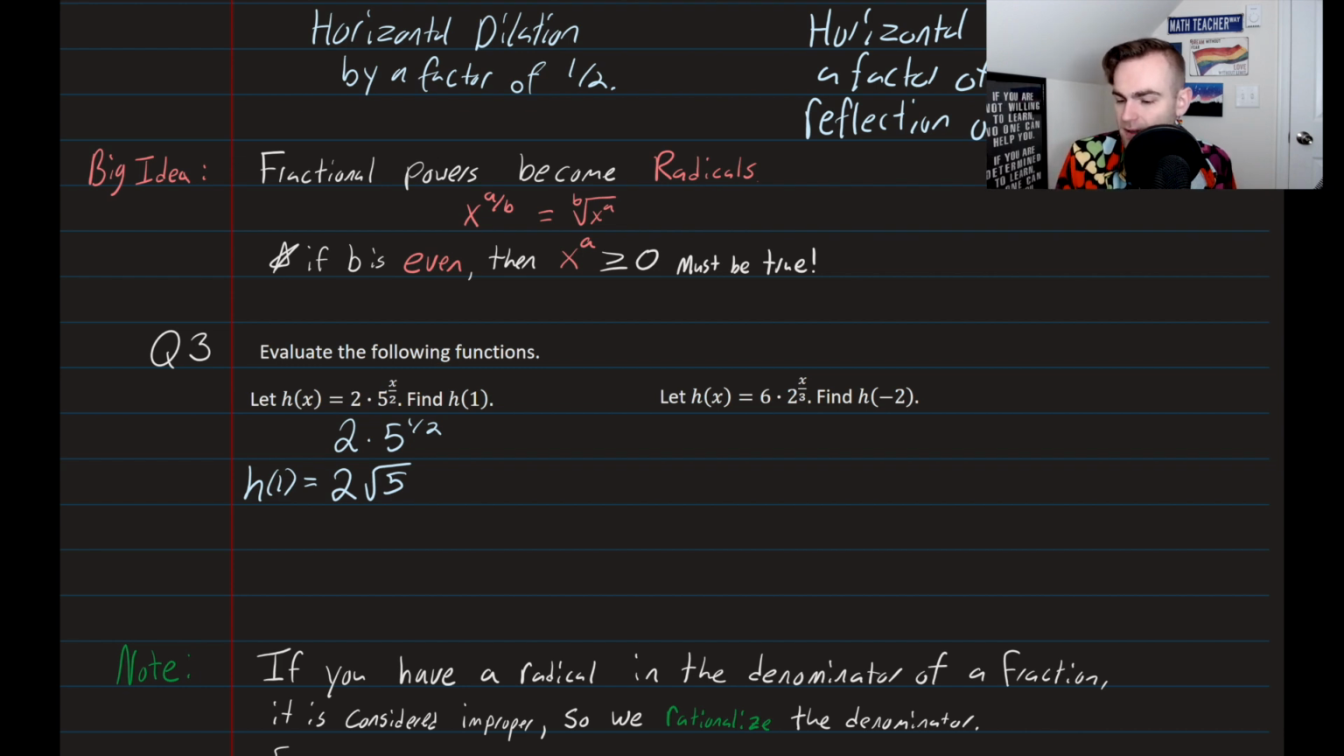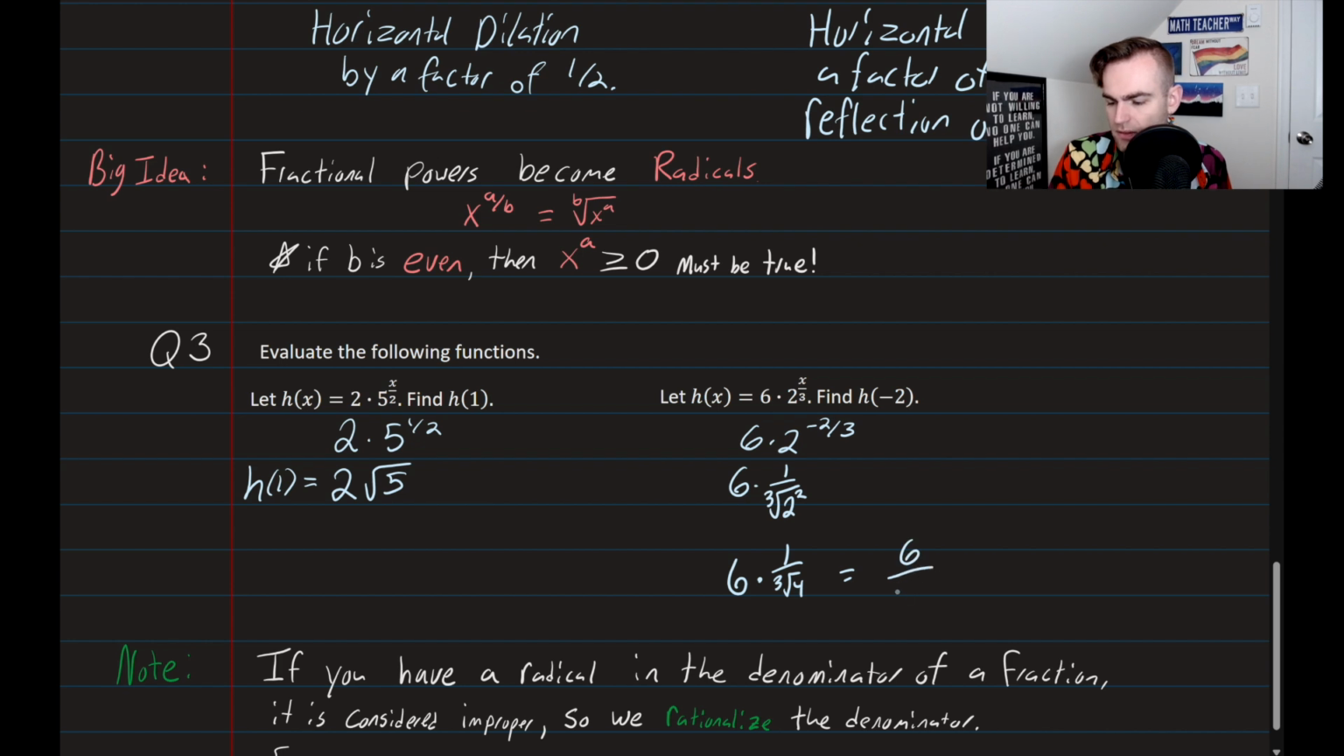Last but not least is a weird one. So we want h of -2, so 6 times 2 to the -2/3 power. So that is 6 times the cube root of 2 to the -2 power, which is a reciprocal, so let's go ahead and actually take the reciprocal now, 1 over the cube root of 2 squared. We know what 2 squared is, that's 4. So this is 6 times 1 over the cube root of 4, or we can just rewrite that as 6 over the cube root of 4, and that is perfectly fine.